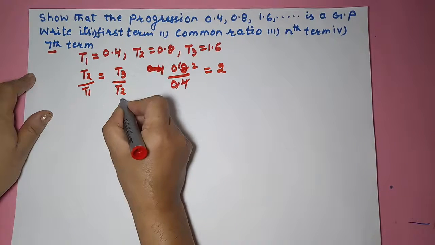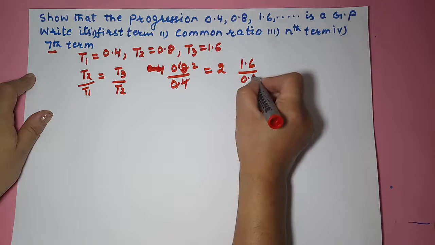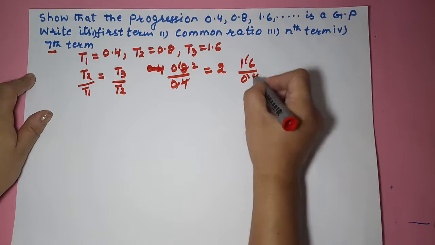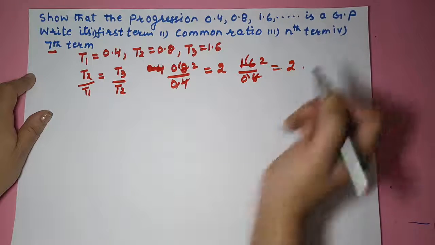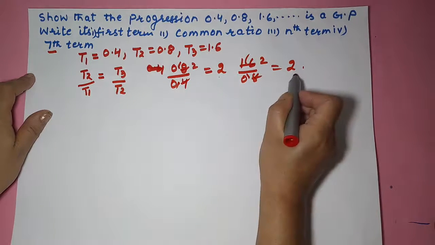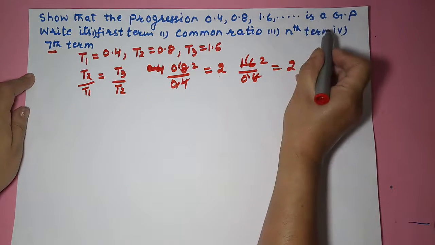So let me calculate T3 by T2, which is 1.6 upon 0.8. So decimal and decimal will go, 8 2s are 16. So we have 2 here also. So the ratio is constant and it is 2. So the progression is a GP.